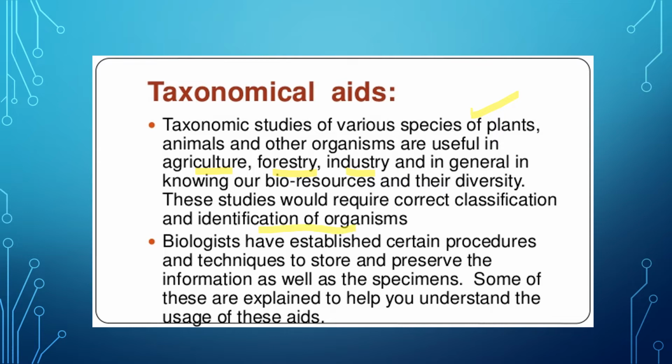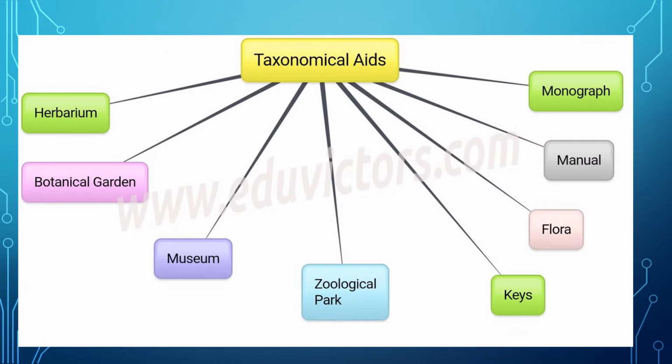Biologists have established several procedures and techniques to store and preserve the information as well as the specimen in their fresh condition or in their dried condition. So these are included under the topic called taxonomical aids. What are included under taxonomical aids? The first one, herbarium, next botanical garden, next museum, next zoological park, next keys, next flora, next manual, and the last one monograph. The next slides will give you information regarding each and every taxonomical aid, starting from herbarium to monograph.